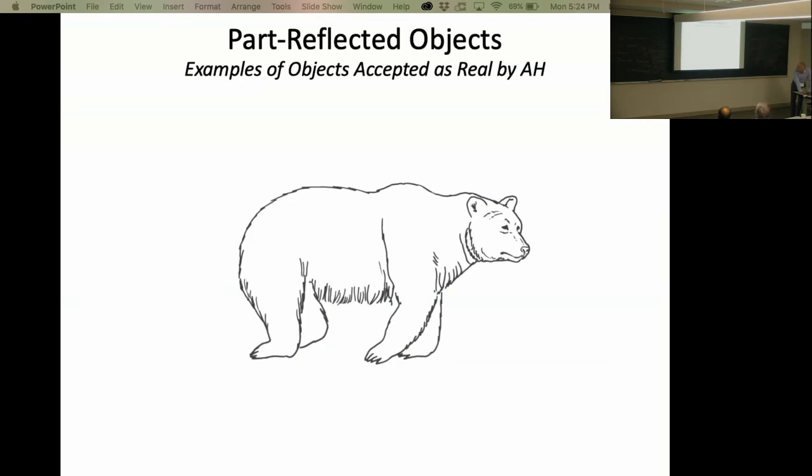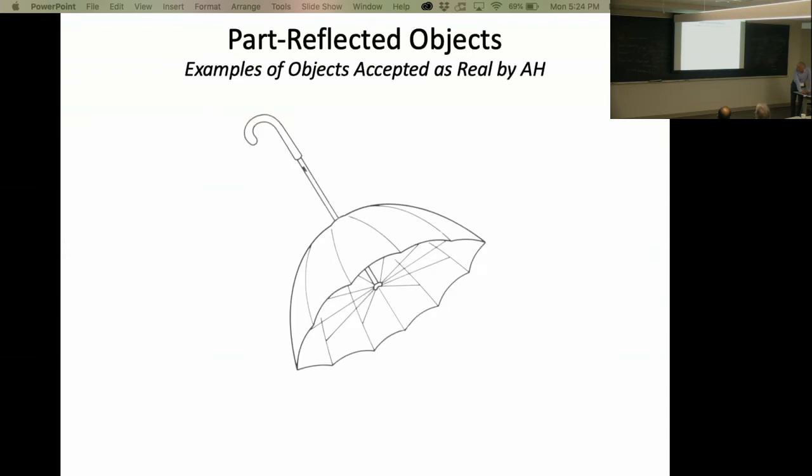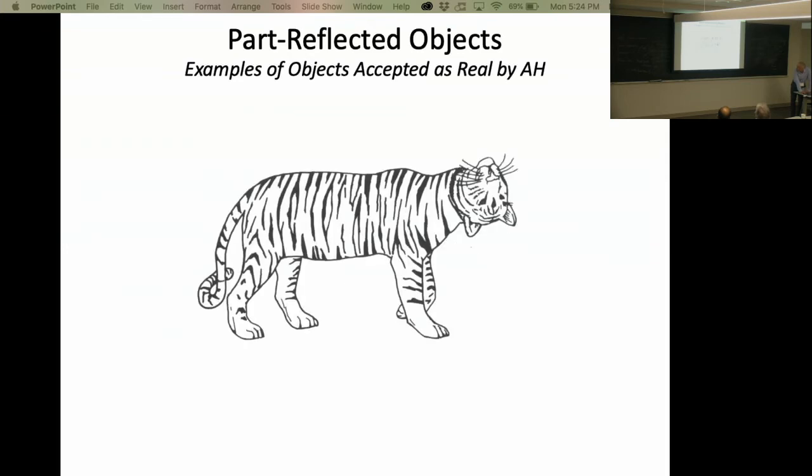So this bear is going to have trouble walking, but she thought it was okay. The umbrella she thought was okay. And this one is particularly strange. She thought the tiger with the head upside down was particularly good.